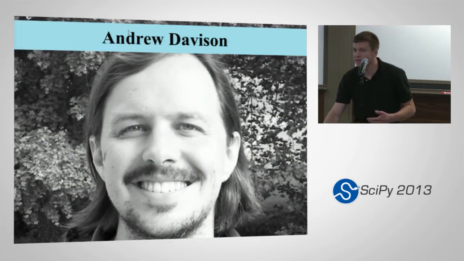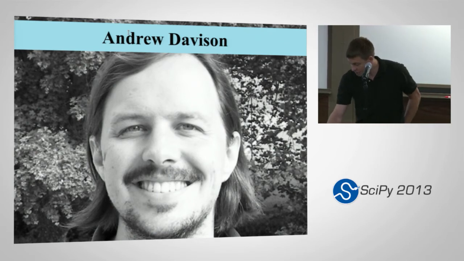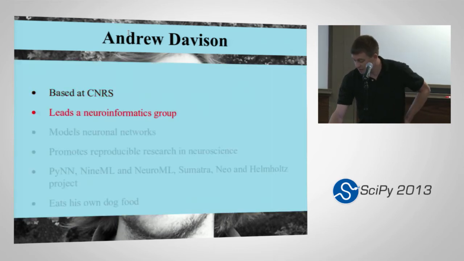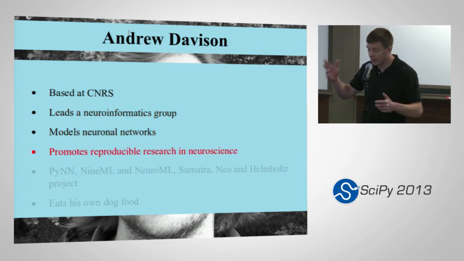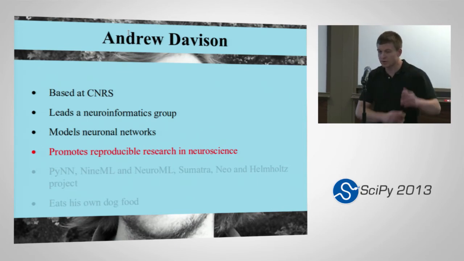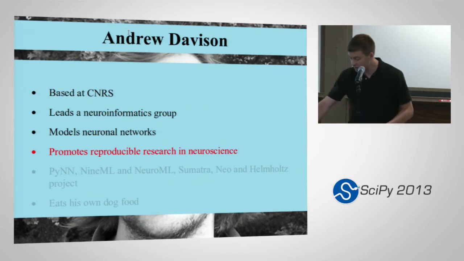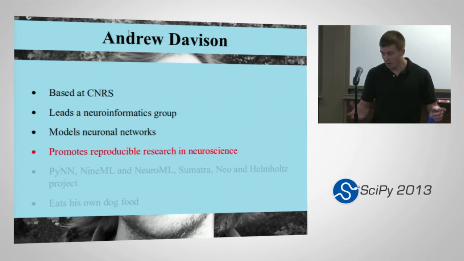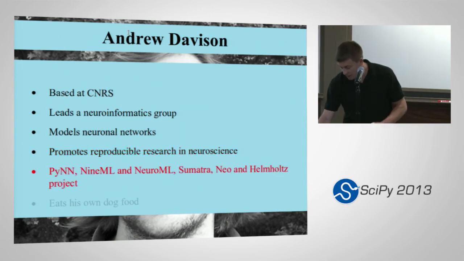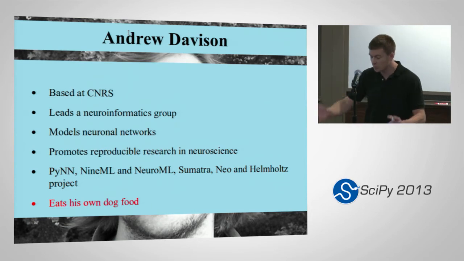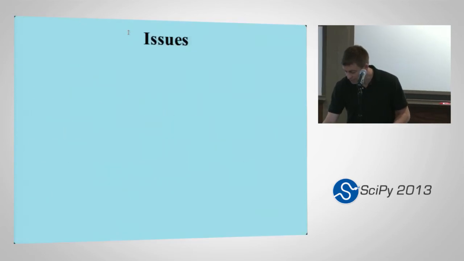So this is Andrew Davison. He's the main author of Sumatra, and he's been really helpful. He's based at CNRS. He leads a neuroinformatics group. He models neuronal networks. Most importantly, he's really into reproducible research. He goes to conferences all the time, so he seems to have his finger on the pulse of what's happening in reproducible research, and that's important. It's good to see that in the developer of this. He develops a whole load of packages. And most importantly, he uses this every day for his own work. We all know that's a good thing.